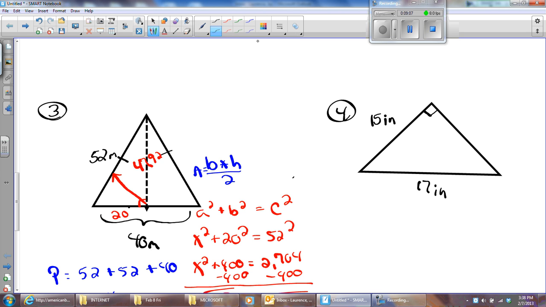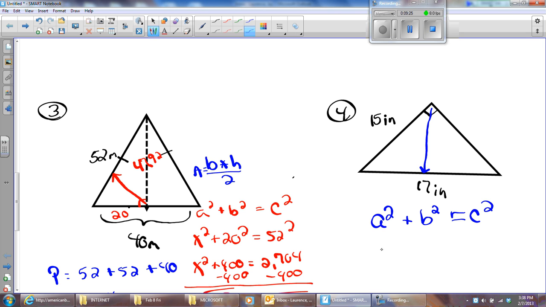Okay, let's do the last one. And again, the perimeter. We're just going to add the 3 sides. Uh-oh, I don't know this side here. But I do have a right triangle, don't I? So I'll use the Pythagorean theorem. Always identifying C first. Always.